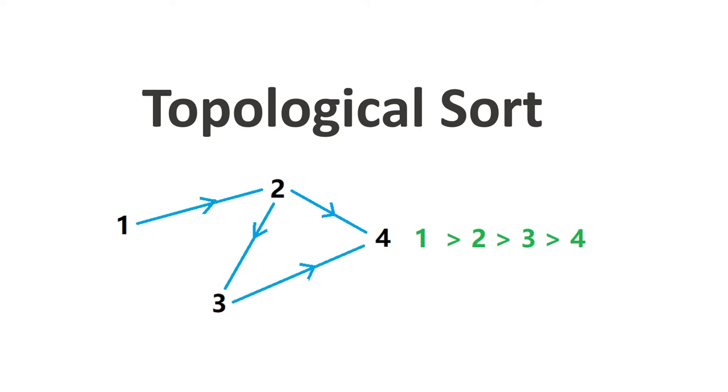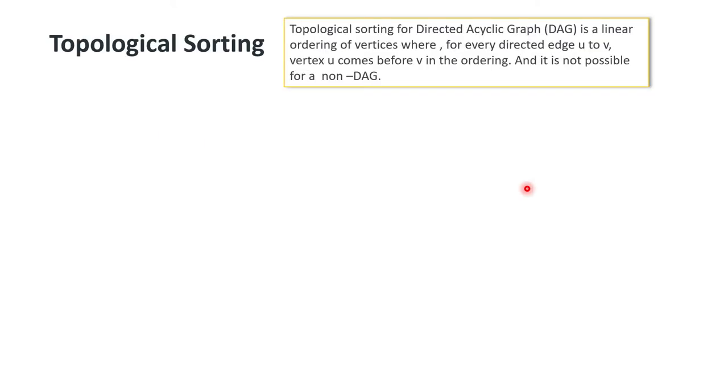So today in this video I will discuss one important topic in graph theory, which is known as topological sort. So what is topological sorting? Topological sorting for a directed acyclic graph is a linear ordering of vertices where for every directed edge u to v, vertex u comes before v in the ordering, and it is not possible for a non-directed acyclic graph.